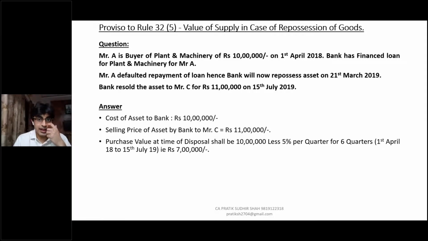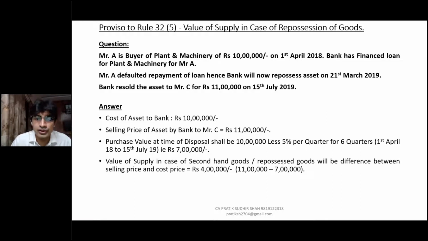So GST shall be applicable on, 6 quarters were used. Per quarter 5% is allowed. So 6 quarters is 30% allowed. My original cost was 10 lakh. 30% is allowed, so it becomes 7 lakh. I sold for how much? 11 lakh. So GST will be applicable only on the margin of 4 lakh rupees.